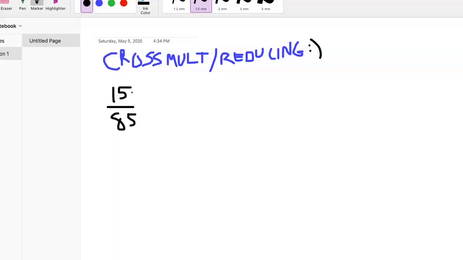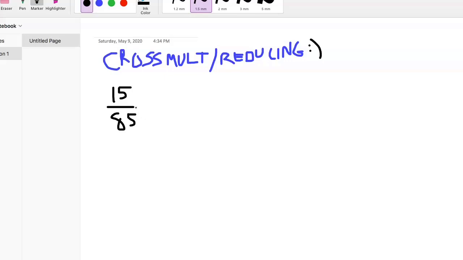So only numbers like 15 divided by 3 is 5. 15 divided by 5 is 3, right? Or even just dividing by 15. 15 divided by 15 is 1. So those are my options, right? And then seeing which of those numbers work for 85.